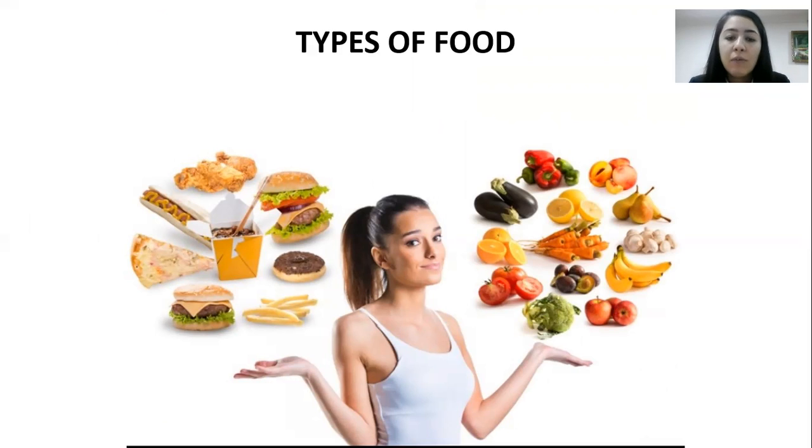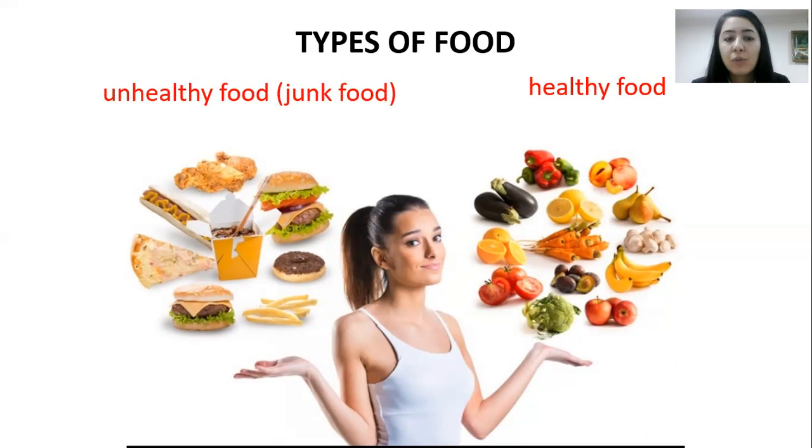You can see from the picture that on two sides there are two types of food. The first one is, of course, fast food and junk food, and on the right side you can see the healthy food, which is fruits and vegetables. So, as you see here, healthy food and unhealthy food or junk food. My question is, what types of food do you like to eat, or what do you usually eat?